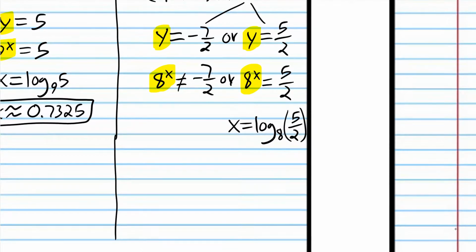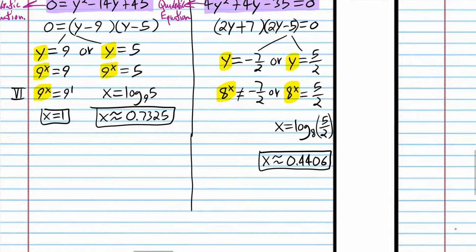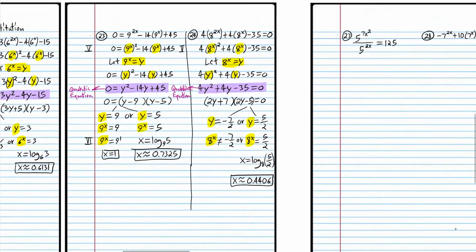And so in the calculator we're going to enter 5 divided by 2 equals, and then log base y button, and then 8, and then equals. And we get 0.4406. So if you got that answer, good job. Okay, so on to the next problem here.